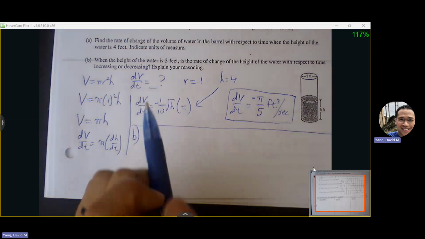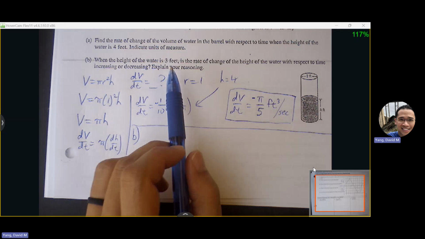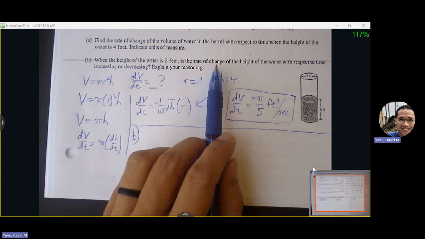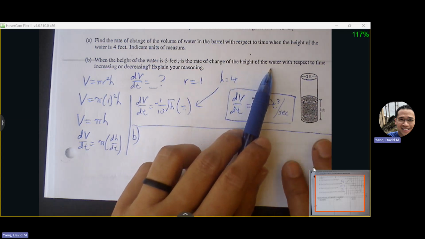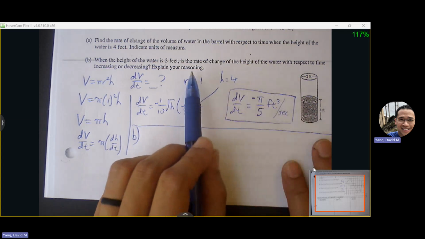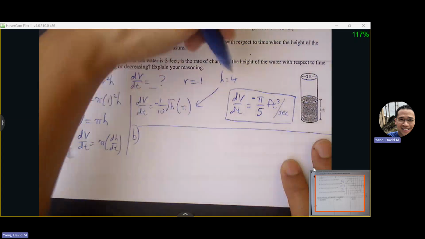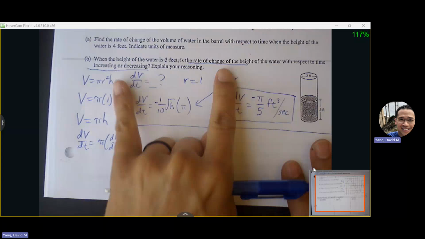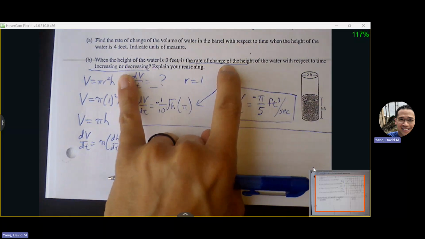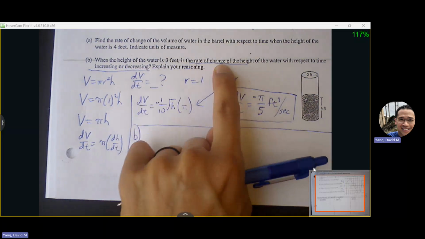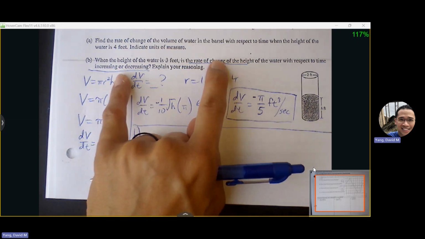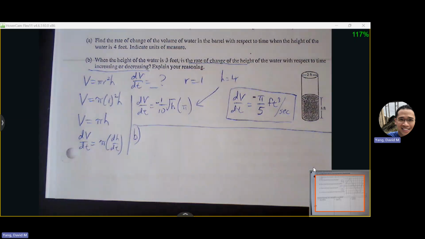Okay, part B: when the height of water is 3 feet, so we have a different h value here, is the rate of change of the height of water with respect to time increasing or decreasing? Is the rate increasing or decreasing? What is this referring to, you think? The second derivative. Okay, rate of change is at the derivative level. Increasing on that is talking about the slope of your rate, which is basically the second derivative.